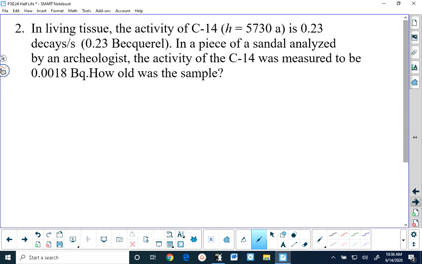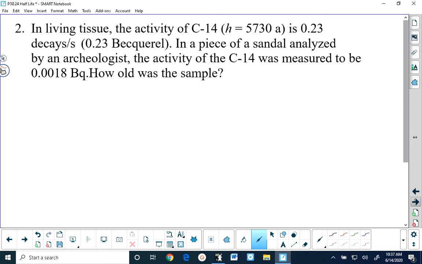All right, number 2. In living tissue, the activity of carbon-14 is 0.23 decays per second, or 0.23 becquerel. I don't want to get into a lot of detail here because it's probably not necessary, but as long as the organism is alive and experiencing cellular respiration, there's an exchange between the organism and the environment of carbon-14 that keeps the carbon-14 level at 0.23 decays per second. As soon as the organism dies, then there's no longer that exchange of carbon-14, and the carbon-14 activity within the organism starts declining.